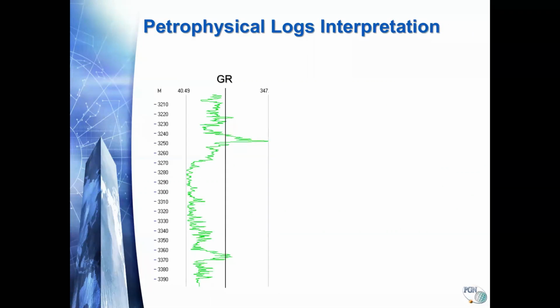We have the petrophysical logs. Let's suppose we have a gamma ray. I'm talking about simple petrophysical log interpretation. So just from the gamma ray log, we can differentiate the reservoir and non-reservoir rock.